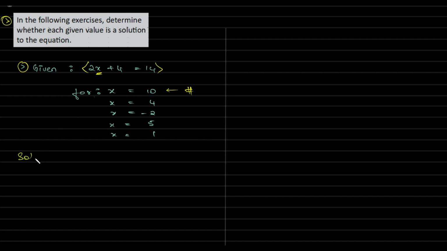So let me start off by substituting x is equal to 10. So 2 into 10 plus 4 is equal to 14. So this is 20 plus 4. This is 24. Being equal to 14 is a false statement, and that's why this is not a solution, right?